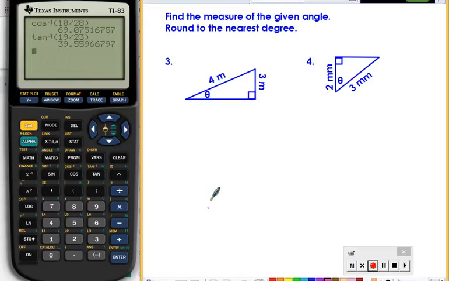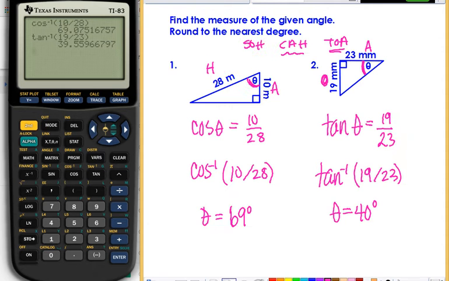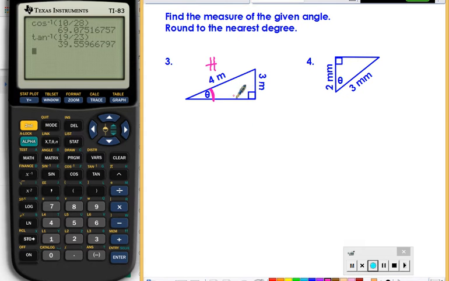Let me give you, we'll do two more here together. And you should be writing these in your notes. For this one, here's our angle theta. 4 is the hypotenuse. And 3 is, is this the same problem? It is not. 3 is across from theta, so 3 is the opposite side.